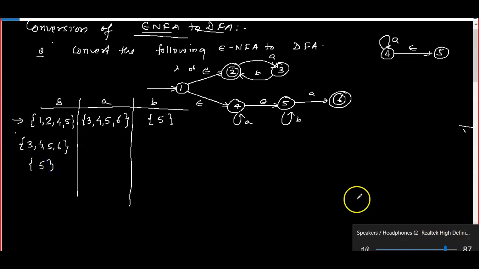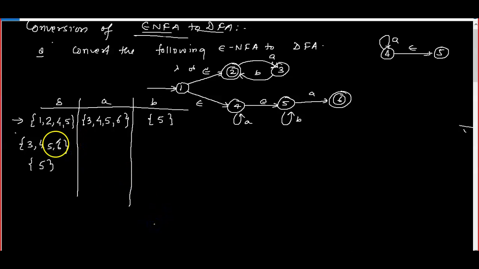No doubt. If any doubt, then you ask. So now you have to check the same thing. 3 to a, nothing. 4 to a is 4 and 5. 5 to a is 6. And 6 to a is nothing. So 4, 5, 6. 3 to b.